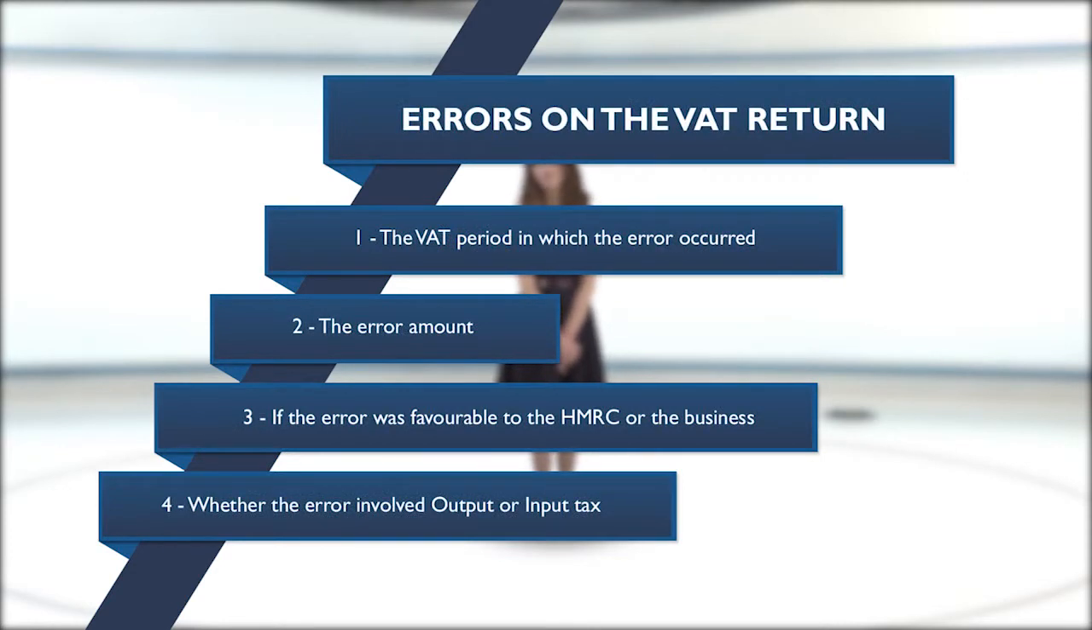The final thing that we discussed was reporting any kind of errors on a VAT return. Now remember that with errors, any previous errors on previous VAT returns are simply corrected in the current period's VAT return. However, if there is an error of more than 10,000, the business should inform the local VAT office of this. The information that they need to disclose about this error are number 1, the VAT period in which the error occurred, 2, the error amount, 3, if the error was favourable or unfavourable to the HMRC, and 4, whether the error involved output or input tax.